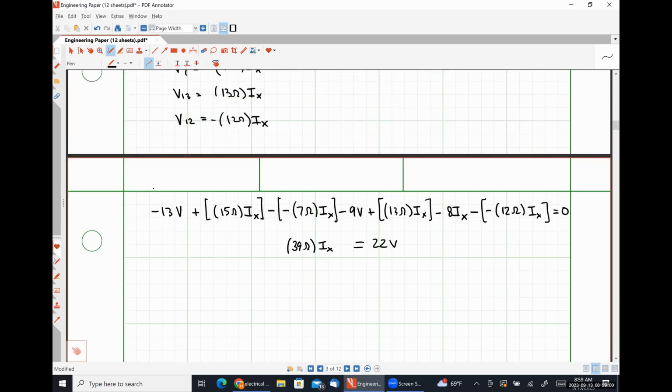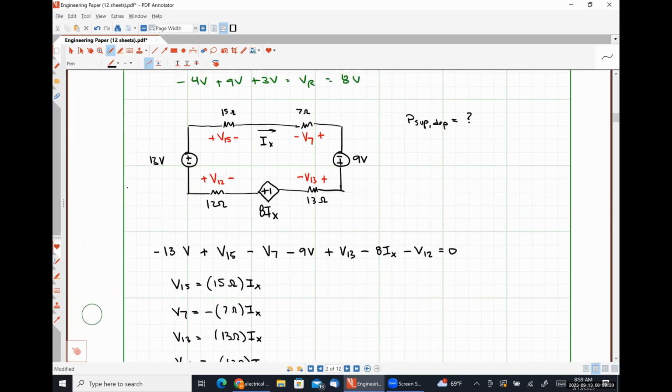So now I could rearrange this and see very easily that Ix is 22 volts over 39 ohms, which is the same as 22/39 of an amp. Am I done? No, because I asked, what's the power supplied by the dependent source? Now that I know that current, how will I find the power supplied by that dependent source?